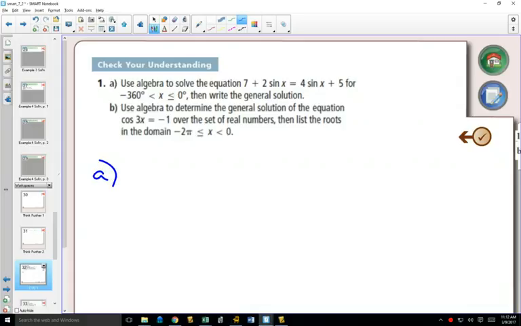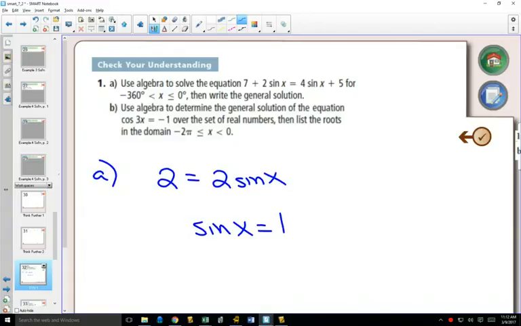So I'm going to subtract 5 on both sides. 7 minus 5 is 2. I'm going to subtract 2 sine x on both sides, and I'll get 2 sine x equals 2. Dividing by 2 gets sine x by itself, and we get sine x equals 1. So that first part, just getting sine x by itself, is just like we've done previously.